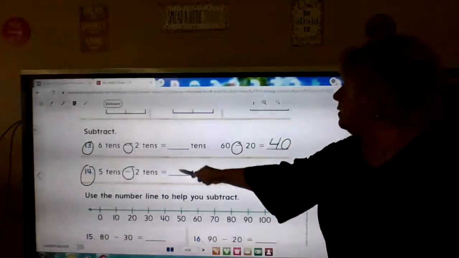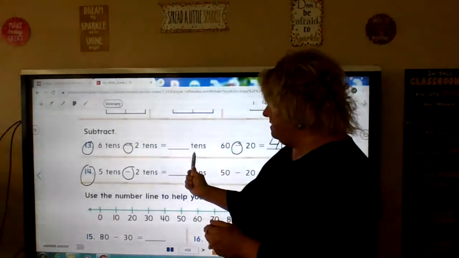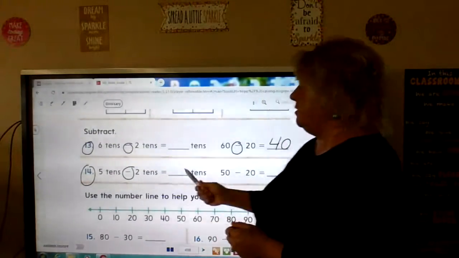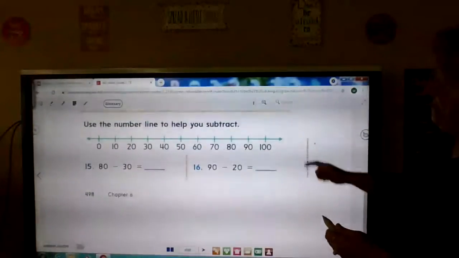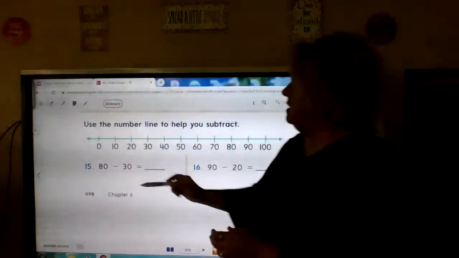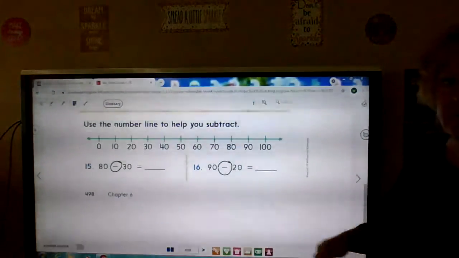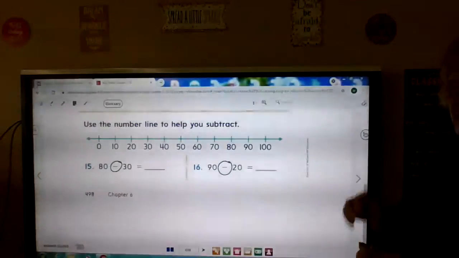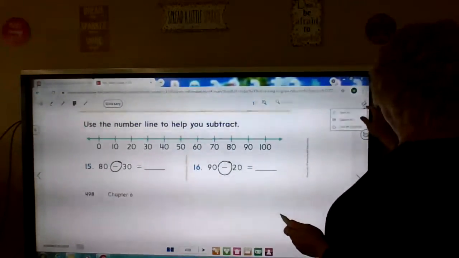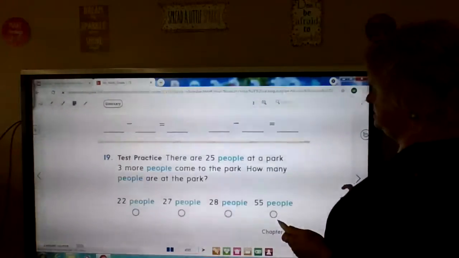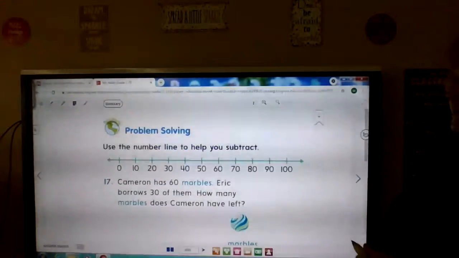So these are takeaway. These are how many tens? It's not going to have a zero in your answer. Okay, use a number line. 80 minus 30 and 90 minus 20. Remember, those are minuses or takeaway. Next page.